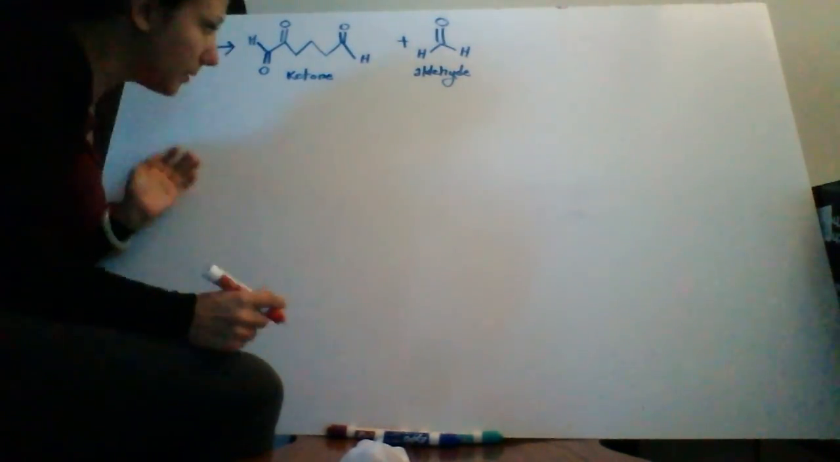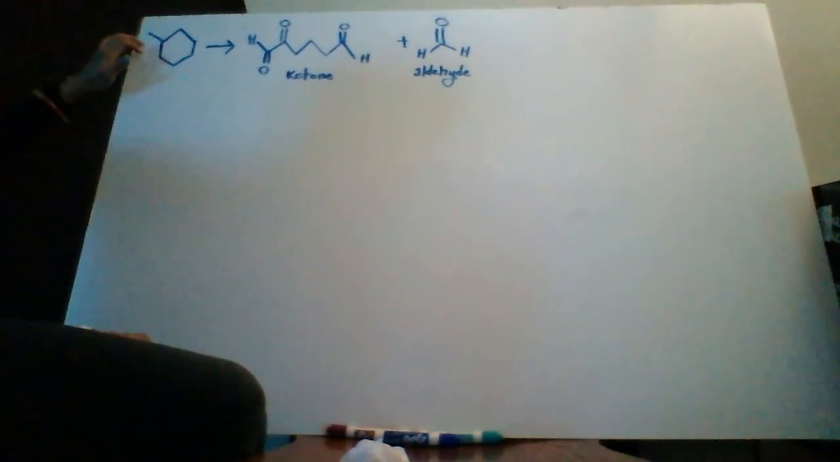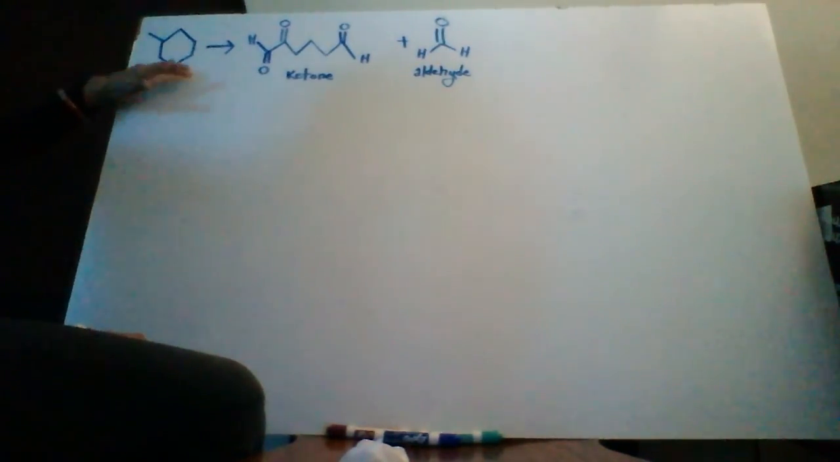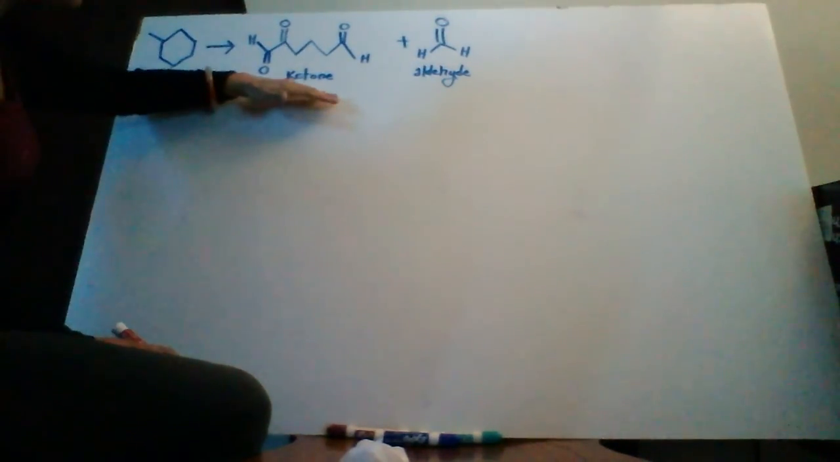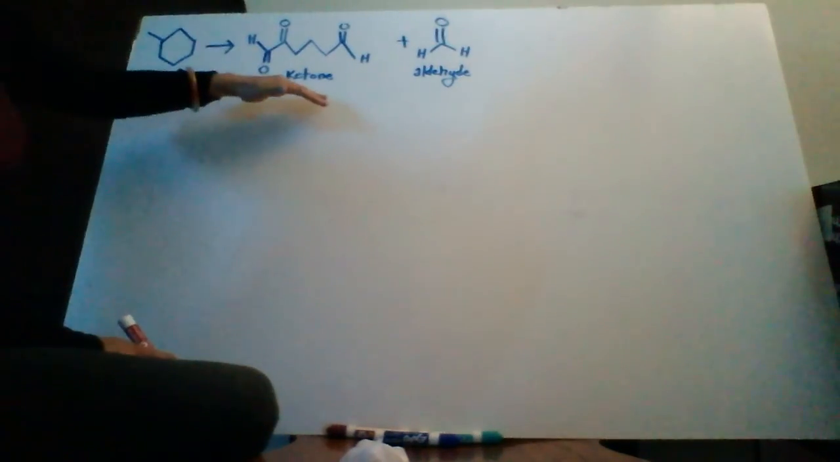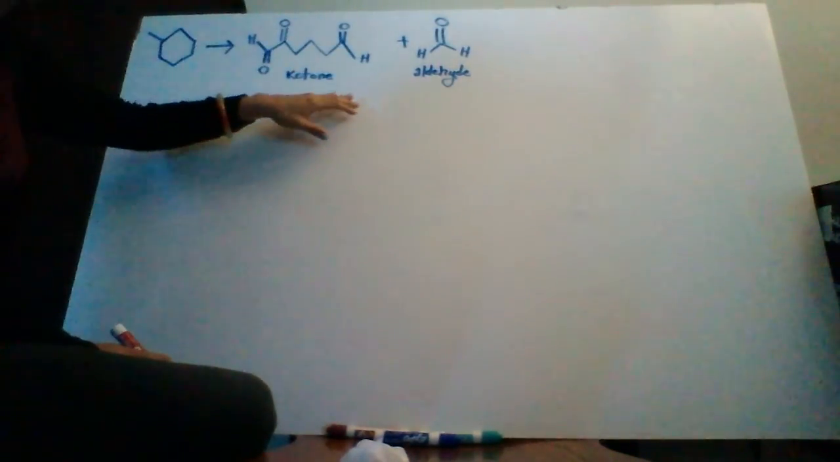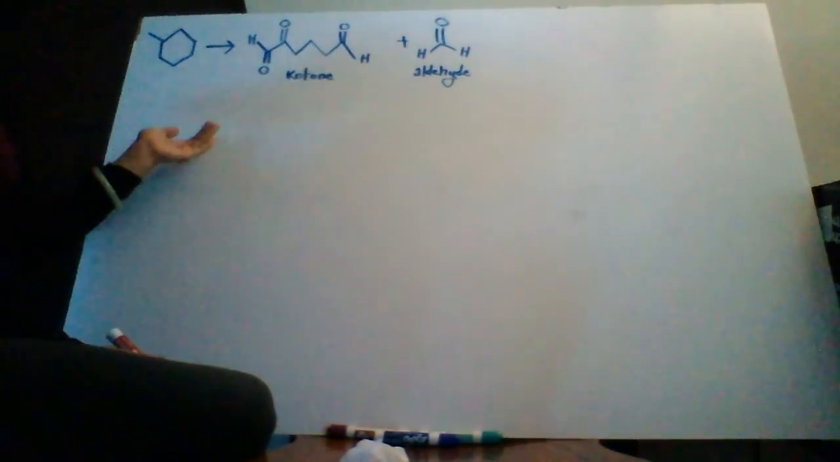All right, in this problem, we're doing a retrosynthesis. We know we started with a methyl cyclohexane. It has no functionality on it so far whatsoever, and we're going to end up with a ketone and an aldehyde. So the first thing to figure out is the last step that went on before we got to these products. I'm going to think ozonolysis.